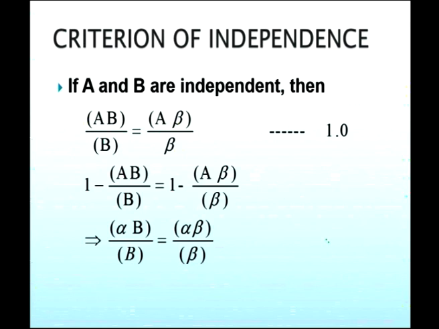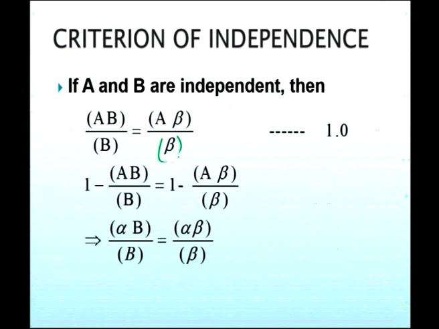We have studied the criterion for consistency of the data. There is also a criterion for independence of the attributes. If A and B are independent, then AB by B is equal to A beta by beta.